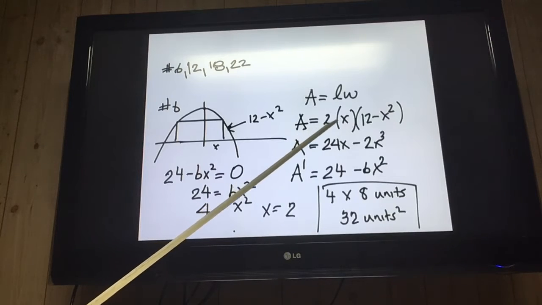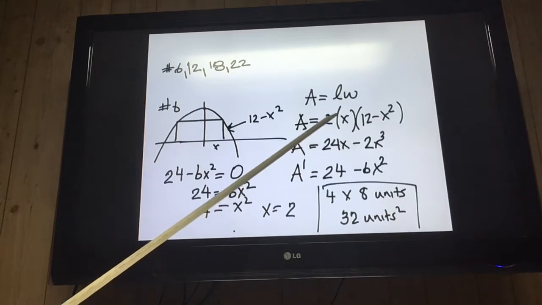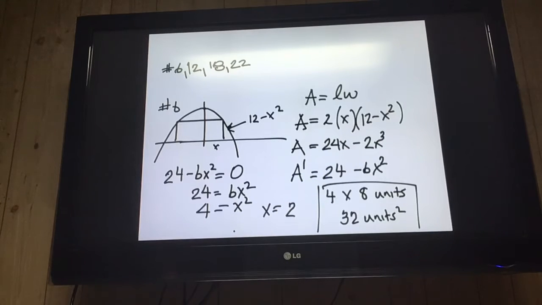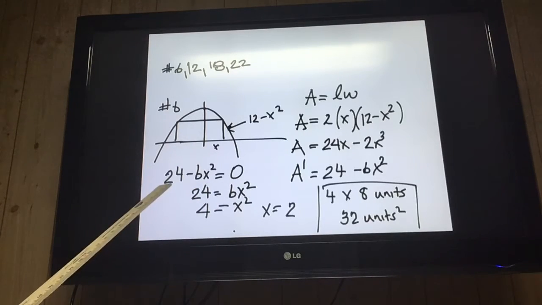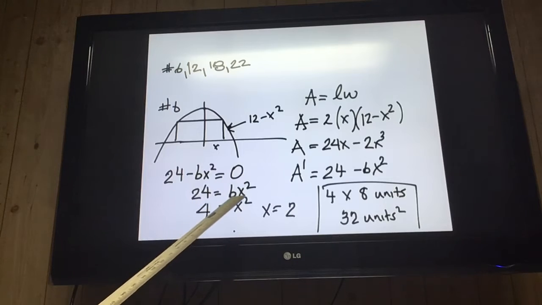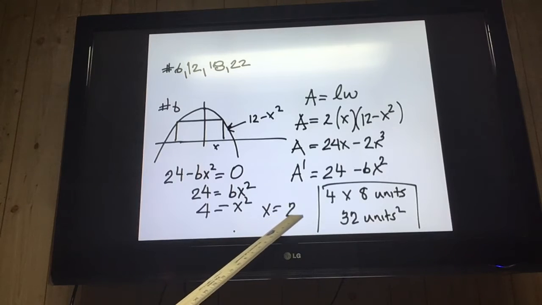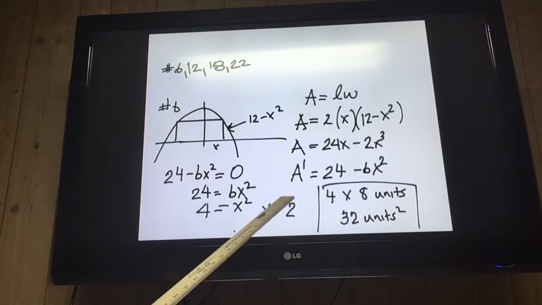So we simplify. 2x times 12 is 24x. 2x times x squared is 2x cubed. So we take the derivative to maximize. Derivative of 24x is 24. And the derivative of 2x cubed is 6x squared. Alright, so now we're going to set that equal to 0. 24 minus 6x squared equals 0. We take the 6x squared to the other side. Divide by 6, 4 equals x squared. Take the square root, we get x equals plus or minus 2, and we know x can't be negative 2, so it has to be 2.